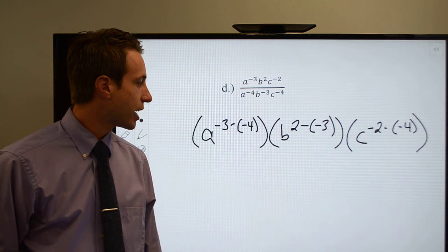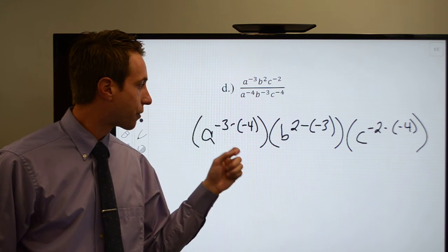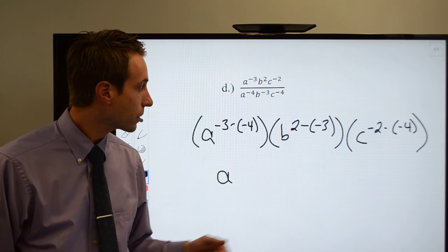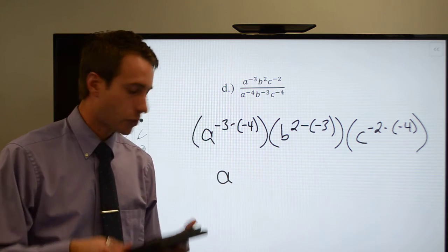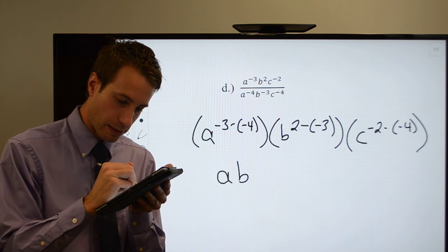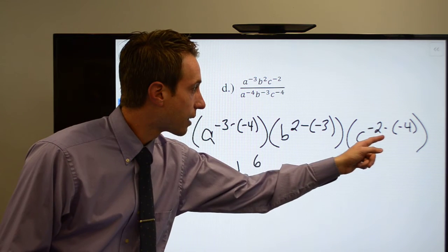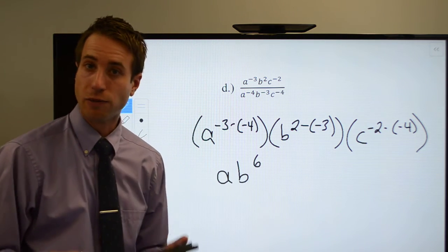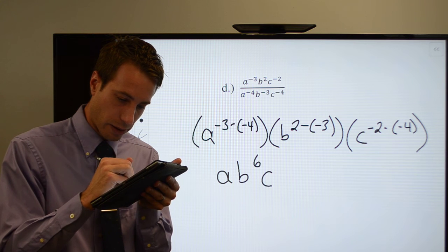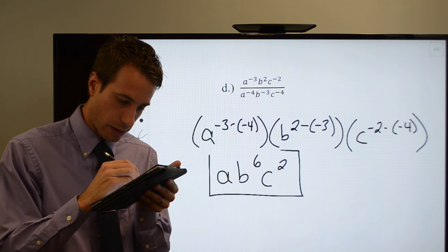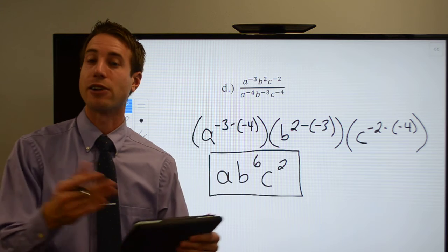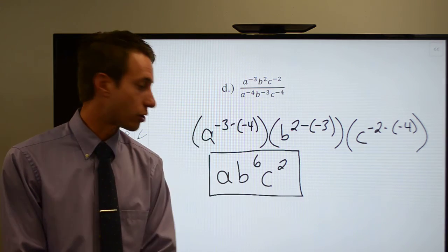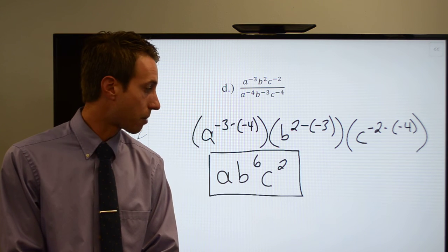Add a line, change the sign, so I'd have a negative 3 plus 4, which would be an a to the 1st. Add a line, change the sign, so I have b to the 6th. And I will add a line, change the sign, so I have a negative 2 plus 4, which leaves me with c squared. I don't have any fractions to simplify. I no longer have any like bases. And I certainly don't have any negative exponents, so you have completely simplified that problem as well.